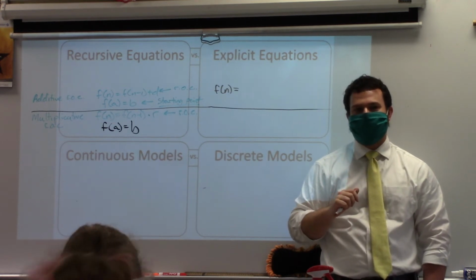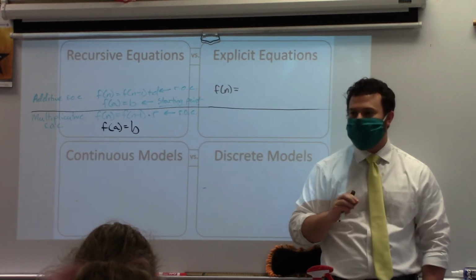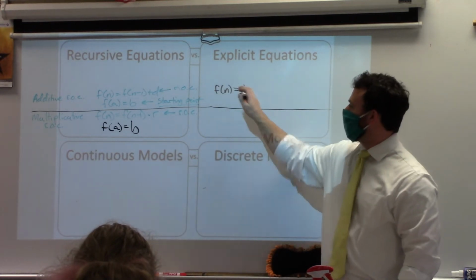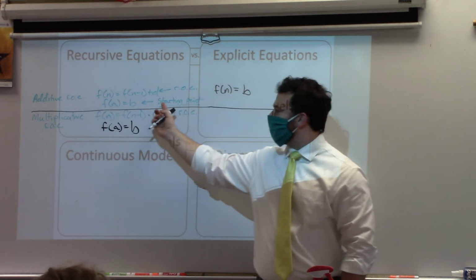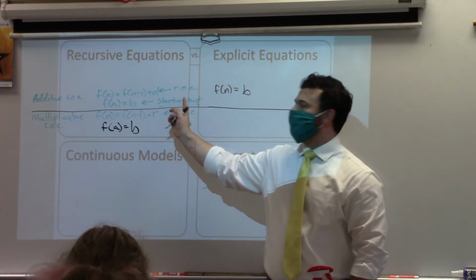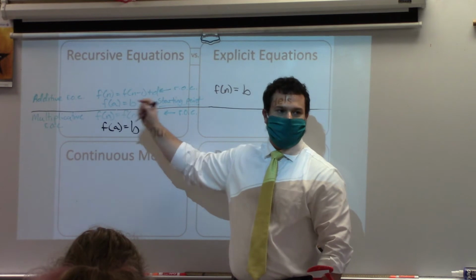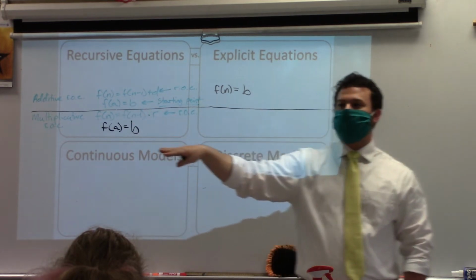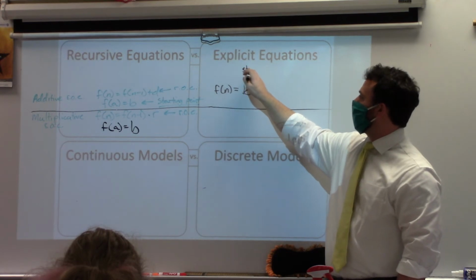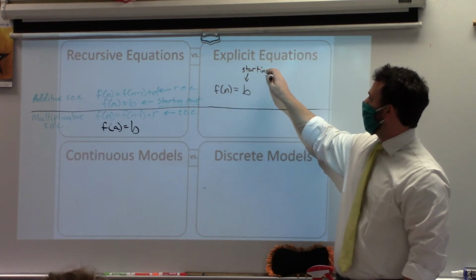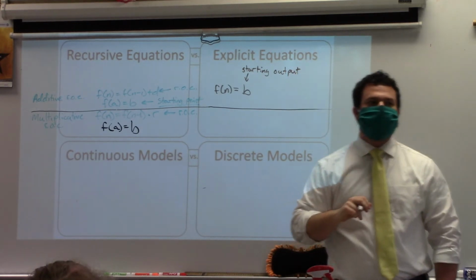Is f of n your starting output? N minus 1? Nope. D? Plus D? Nope. B. Oh, yeah. Remember how this is your starting point, and when you plugged in a, you got out a b. So what is the starting output? B. This is tough. That's why we're going over it, so you can take some notes. There's my starting output.